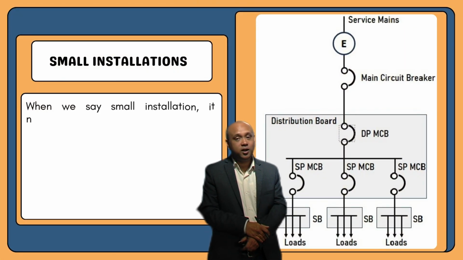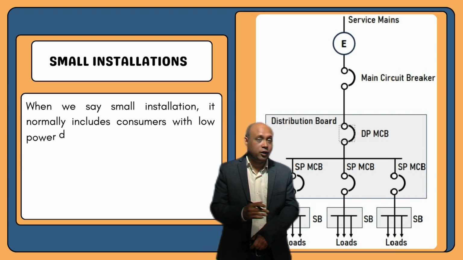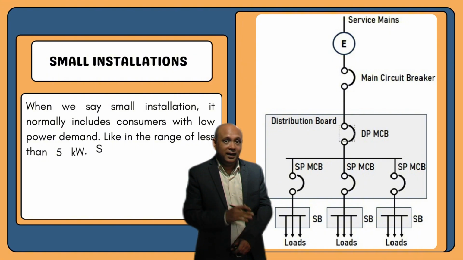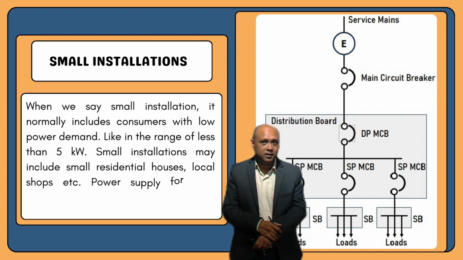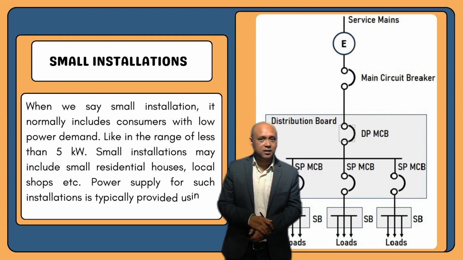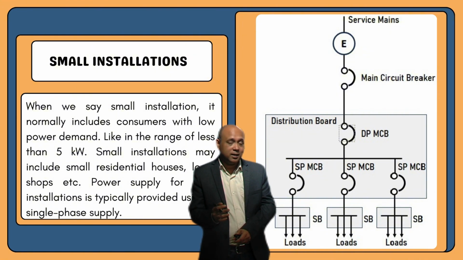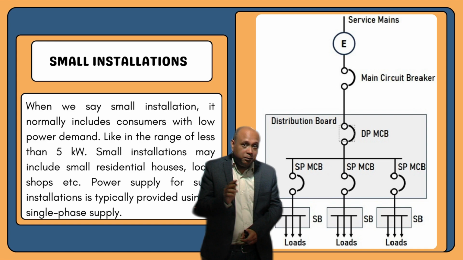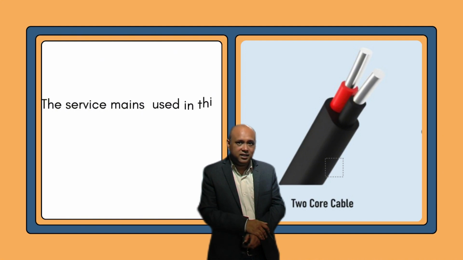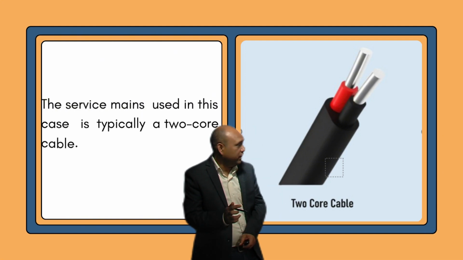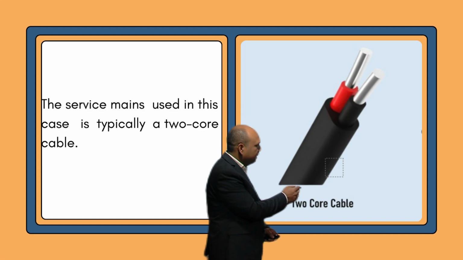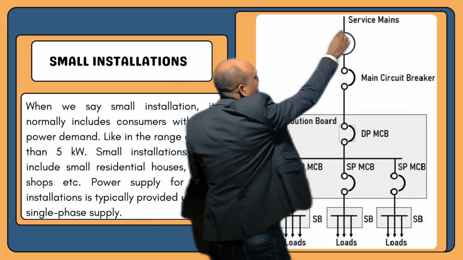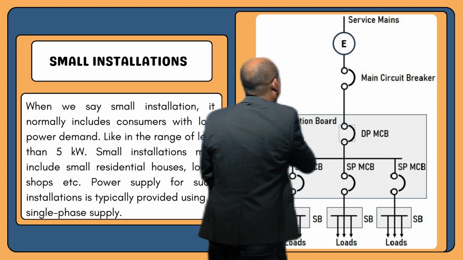So when we say small installation, it normally includes consumers with low power demand, like in the range of less than 5 kilowatt. Small installations may include small residential houses, local shops, etc. Power supply for such installations is typically provided using a single phase supply. The service mains used in this case is typically a 2-core cable. So here is the image of a 2-core cable. On my right, we can see this diagram. This particular line indicates the service mains.